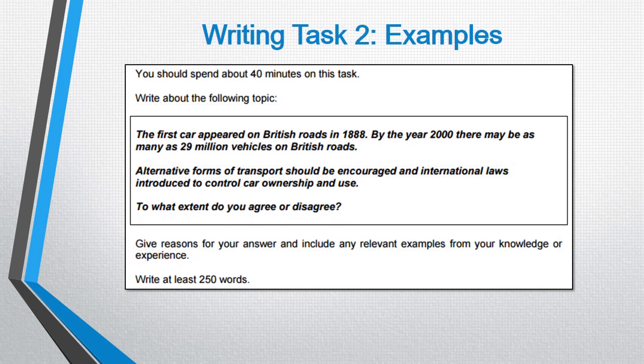The first car appeared on British roads in 1888. By the year 2000, there may be as many as 29 million vehicles on British roads. Alternative forms of transport should be encouraged and international laws introduced to control car ownership and use. To what extent do you agree or disagree? Again, this is an academic question, and the layout and the format is very similar to the general ones I showed you before.